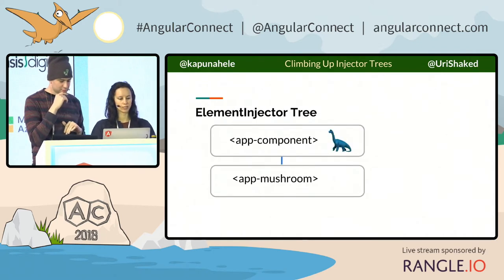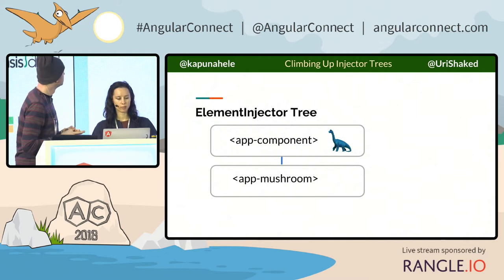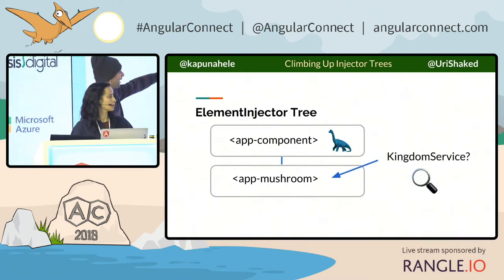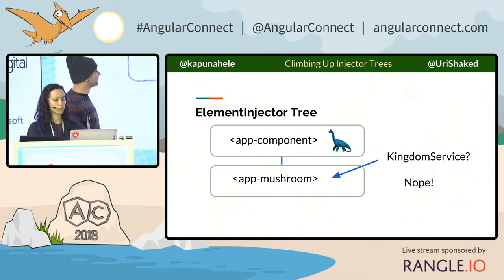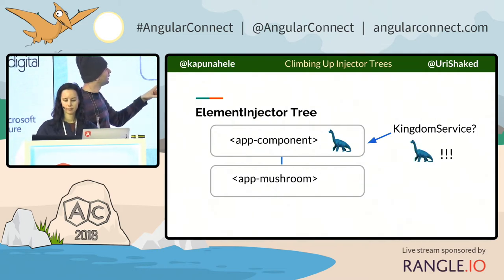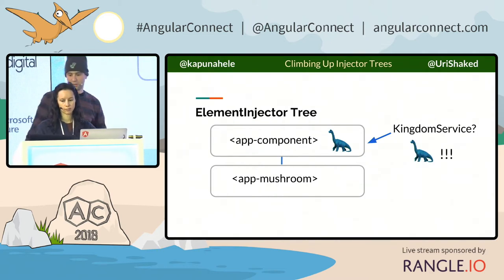That's right. So let's look at this diagram. This is what we were just looking at, our app mushroom. The injector was looking for the kingdom service, and it couldn't find it in app mushroom, so it had to continue on up the element injector tree, where it found the brontosaurus.